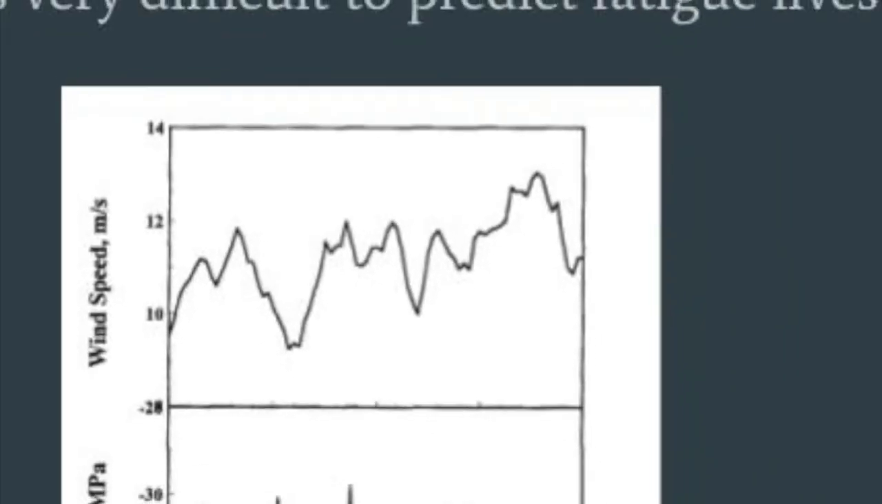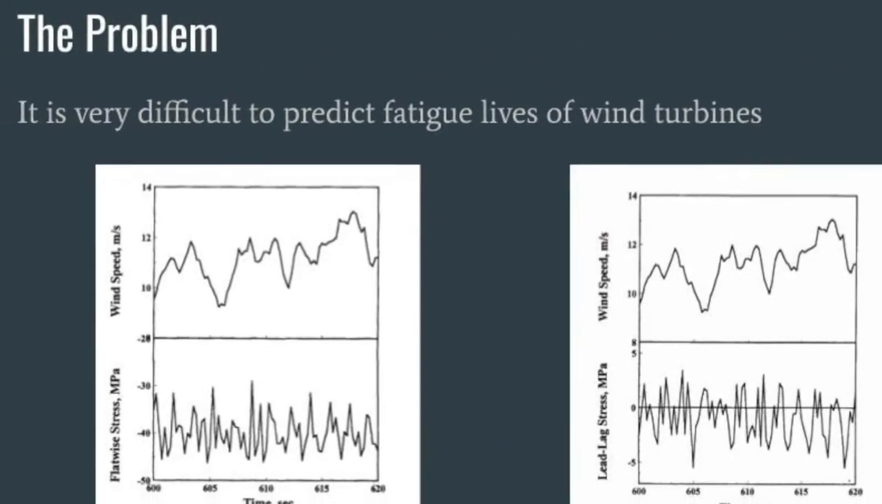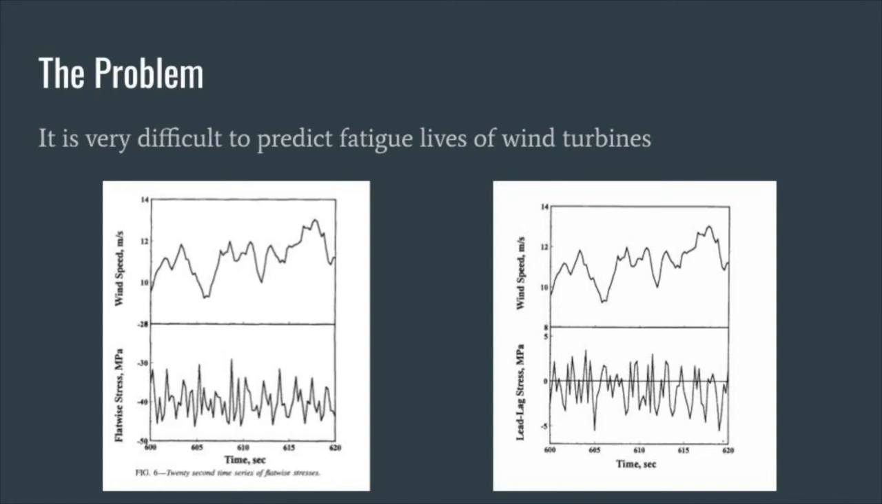Here is raw data taken slightly upwind from a turbine. As you can see, the wind speed is very erratic, and in just 20 seconds the wind speed fluctuates from 9.5 meters per second to 13.5 meters per second. These wind speeds are shown along with flatwise bending, which is bending about the chord line of the airfoil, and lead-lag bending, which is perpendicular to the chord line.